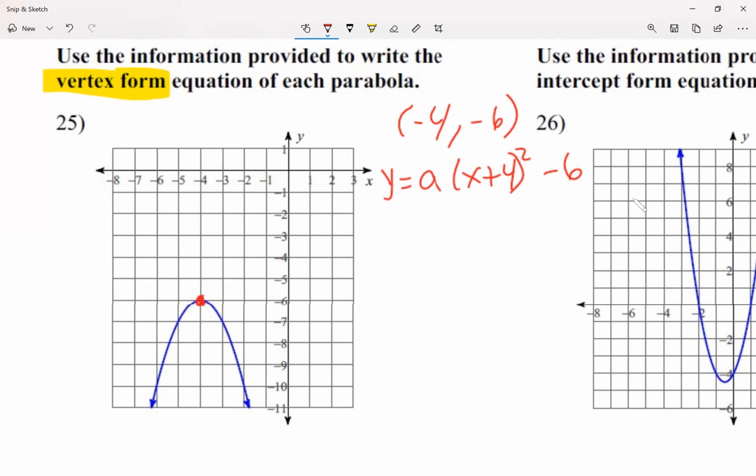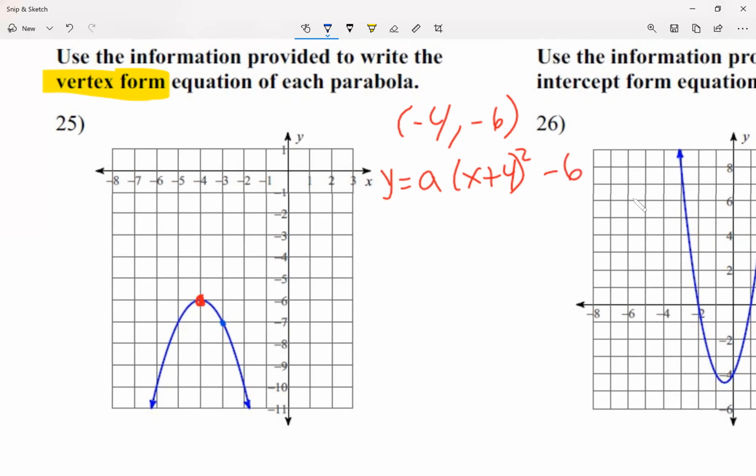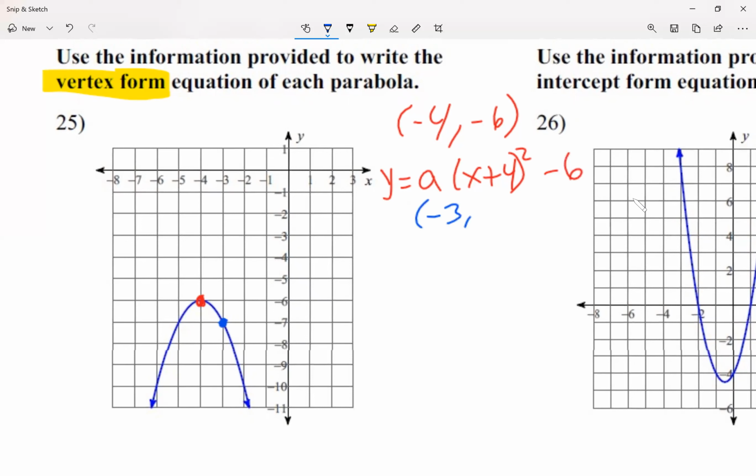Now, let me solve for the aperture. Let me use a random point on the graph. I'm going to choose the point -3, -7. All right, any point. I just chose that one. And then let me rewrite this. This is what I'm going to use to solve for my aperture. So instead of y, I write -7.